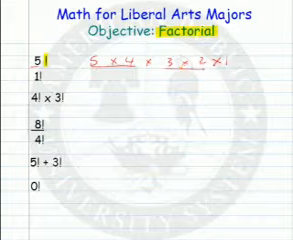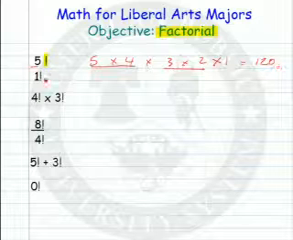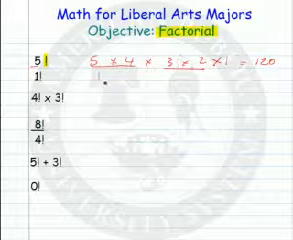That would be 20 times 6 would be 120. Next one, 1 factorial, that would just be 1 times nothing else. The answer would be 1.